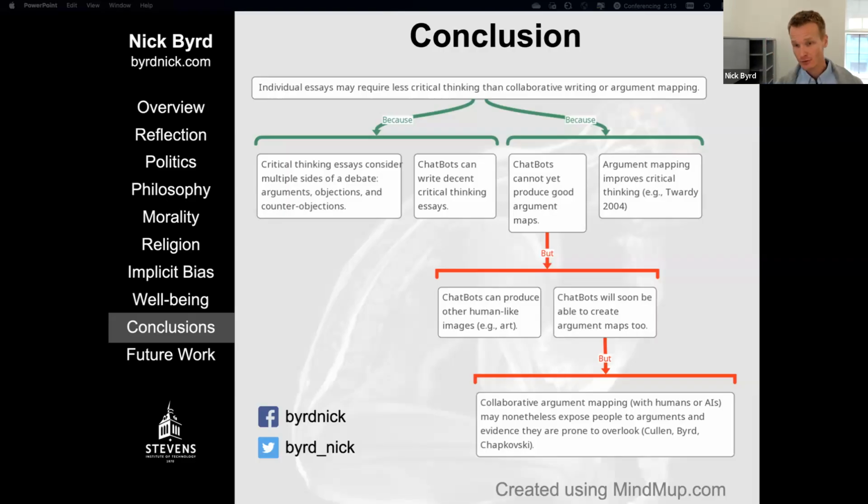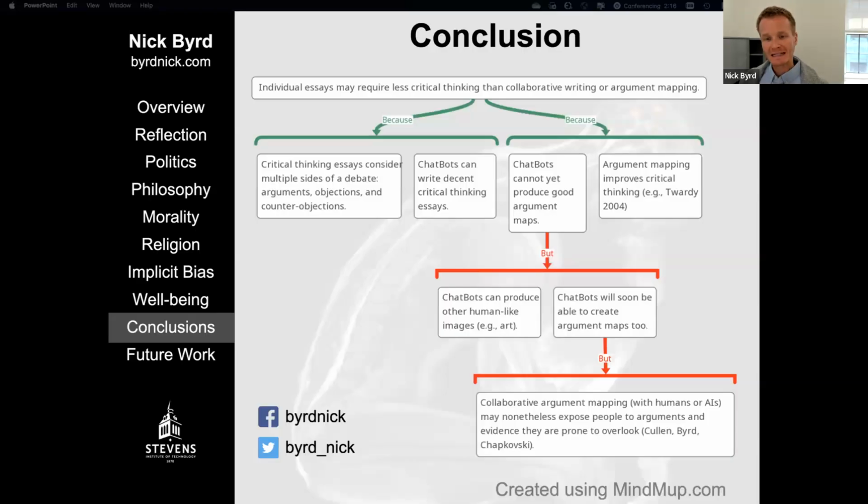And my counter-objection to that, I think reasonable concern, is that collaborative argument mapping with humans or AIs may nonetheless expose people to arguments and evidence that they are prone to overlook or not consider or to discount. So it might be that a chatbot can generate reasons against my view that will be more persuasive than the kind of toy or straw person objections to my view that I will come up with as someone who holds the view that I have, right? I'm not going to be able to think of reasons against my view that are as good as a person who holds the other view.